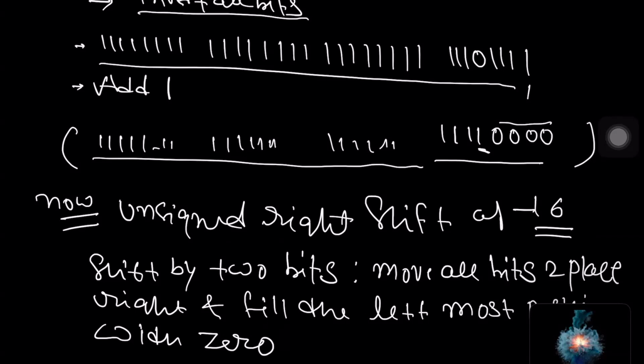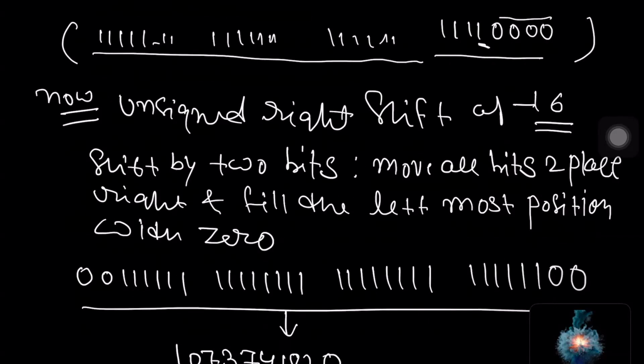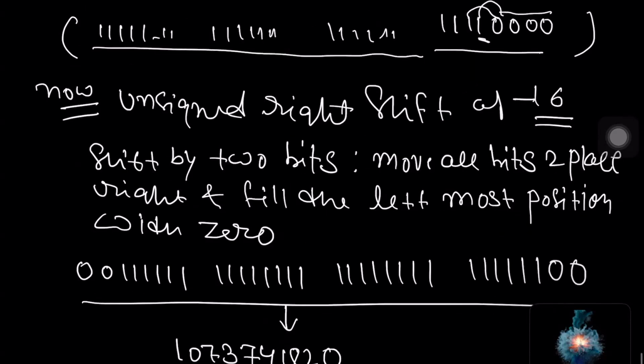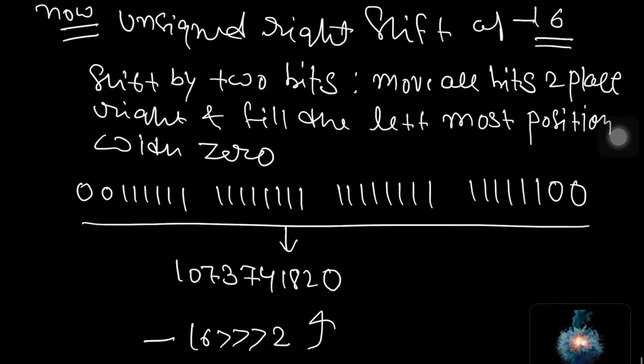Now we are doing unsigned right shift, so we'll shift by 2 bits. In normal shifting, move all the bits 2 places towards the right and fill the leftmost with 0. But in signed shift, we fill with 1. Right now we'll fill with 0 because it doesn't care about sign. So I have moved these two here and this one here, and then the others are 0. Two positions get moved and the leftmost gets filled by 0 0.